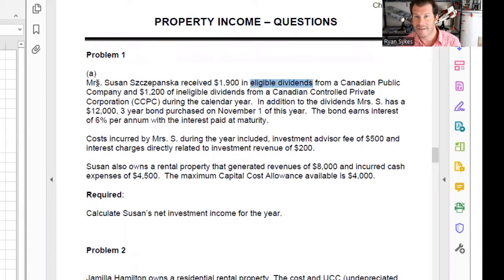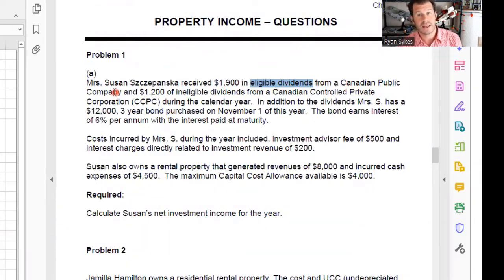So we have Mrs. Susan Shiskapanska. Okay, so we have Susan here, and she is going to be receiving a bunch of different types of income. Okay, so we've got $1,900 in eligible dividends received from a Canadian public company.